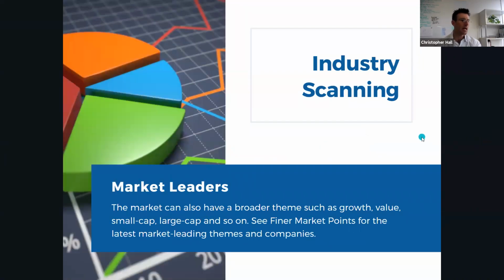Now, industry scanning, we do know that market leaders also can have broader themes like growth, value, small caps, large caps, and so on. Large caps often lead right at the end of a bear market, when money gets flooded in with more speed, less tact, going into big names for security. We saw it in Australia between 2012 and 2016, where the small and mid-cap companies ran rings around the rest of the market, which was pretty much stagnant in comparison. So we do know that other themes do surface, and that's what we also provide on Finder Market Points as we're surfacing those thematics, not just the industries.